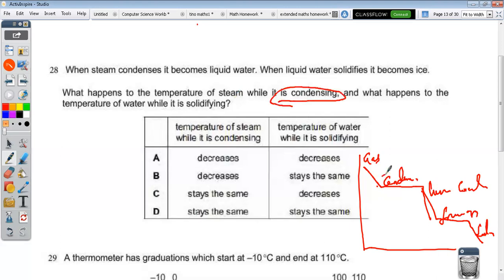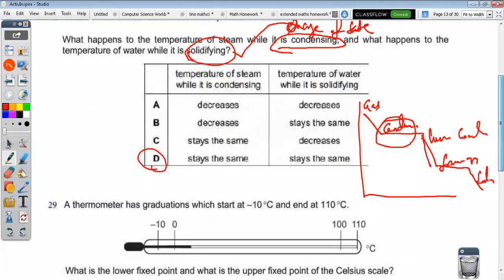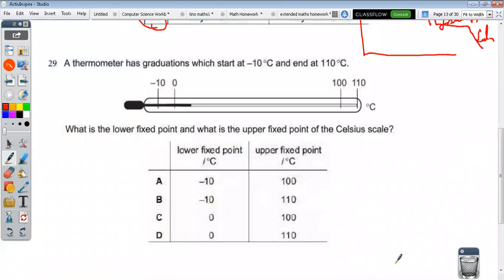What are the keywords here? Condensing means at condensation, temperature is what? Condensation is a change of state. At a change of state, temperature is constant. Energy is being released so that we overcome forces of attraction. At solidifying, it's a change of state. Freezing, temperature is constant, change of state. So what's the best answer? D. D, not difficult. I was explaining the cooling curve. We've done the opposite. At melting, at boiling, temperature is constant. Clear? Then this one is quite obvious. Anyway, zero, the fixed points, and 100.